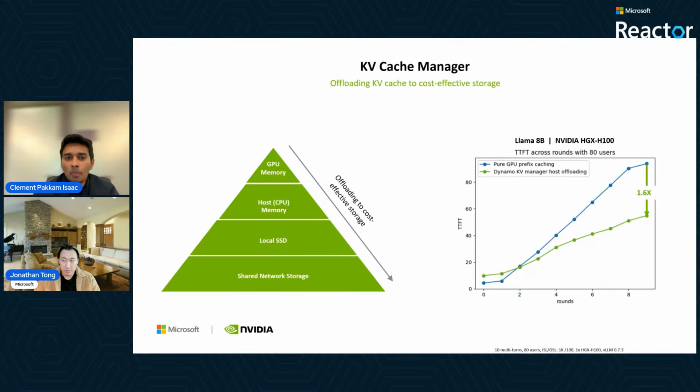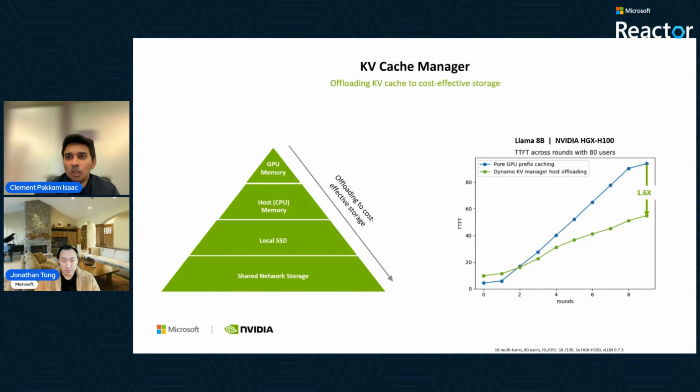Now, notice something interesting here. In the early rounds, the green line actually starts slightly below the blue line, so that is the small overhead of the offloading mechanism initially kicking in. But as the multi-turn conversation progresses and the GPU memory pressure builds, that is when the blue line climbs steeply, while the green line stays significantly flatter.